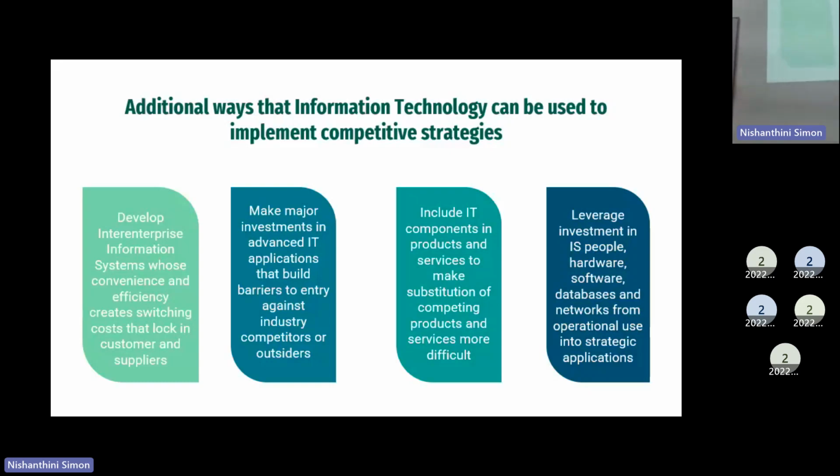So that's one thing we can do. Those who are already in the business can invest huge amounts in advanced technology, and that will be a barrier to new people to access or invest in that advanced technology. So yes, that we can do.